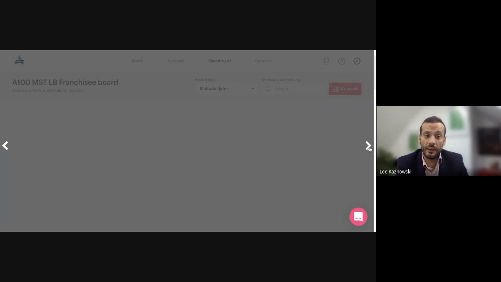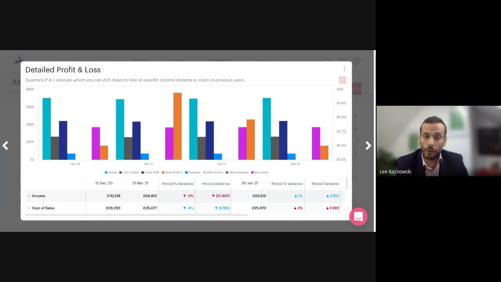The next card is the same report. It's the profit and loss account, but this time it's been summarized on a quarterly basis, and we've also got some chart information for those that prefer a bit of a visual representation. So we've got each and every quarter detailed out and the period variance between each quarter. Very useful for seeing seasonal patterns within the business.